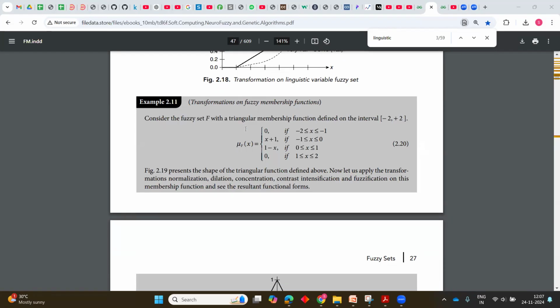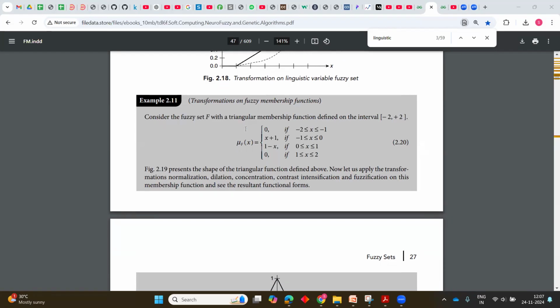This is an example given in the textbook. Consider a fuzzy set with a triangular membership function defined on the interval -2 to +2. They have given the formulas for the membership function like this. If the value of x is between -2 and -1, it should be 0. And if it is between 1 and 2, then also it is 0. Otherwise, if it is between -1 and 0, you have x plus 1. Or if it is between 0 and 1, it is 1 minus x.